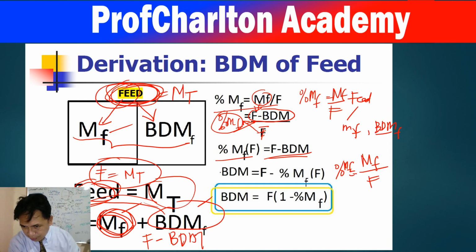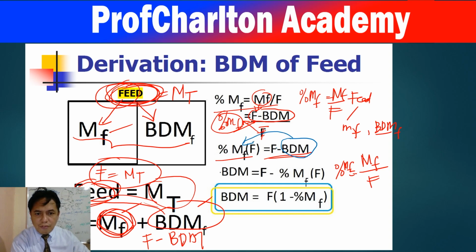Let me use another color so that it will be more clear to us. So we're here. Again, we are trying to get the bone dry mass. If we are targeting here, all we have to do is transpose this on the left, and then F will remain, and this on the right. So let me put that in: percent MF times F equals F minus BDM. Our interest is this BDM.